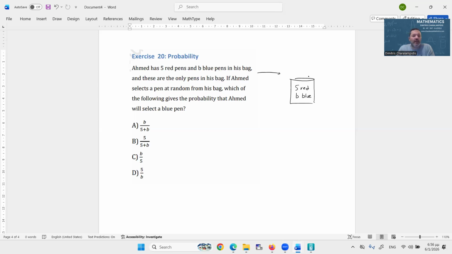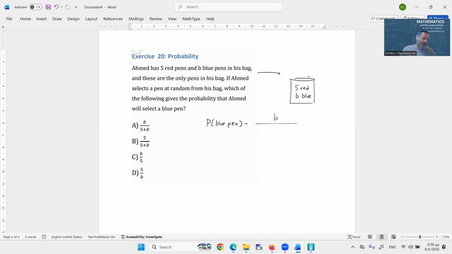He selects a pen at random from his bag. Which of the following gives the probability that Ahmed will select a blue pen? So the probability of selecting a blue pen would be defined as the quotient of all possible blue pens. How many blue pens does he have in his bag? He has B blue pens. B stands for a number. So B over all possible pens in his bag.